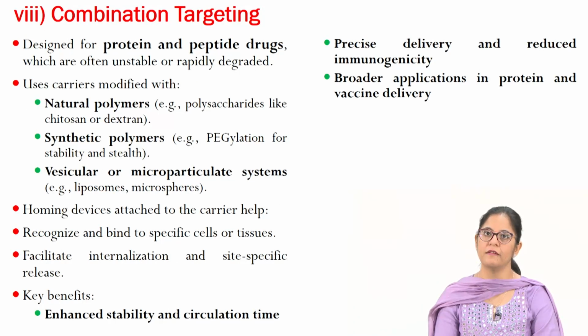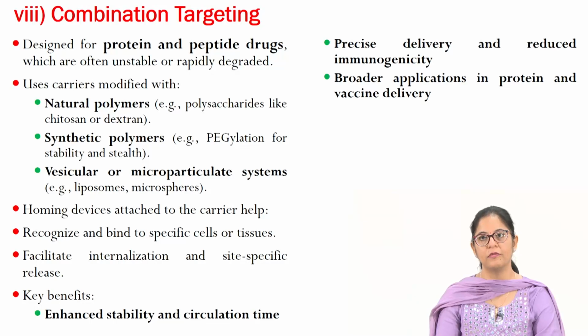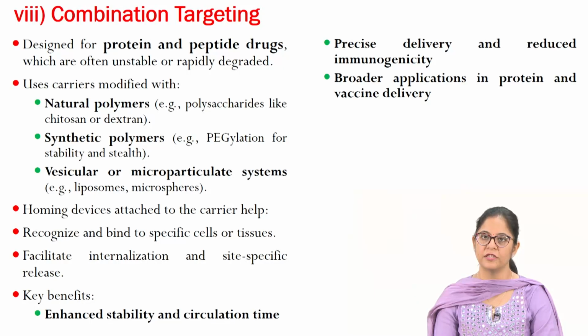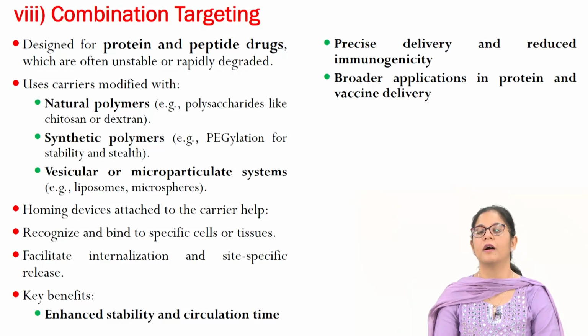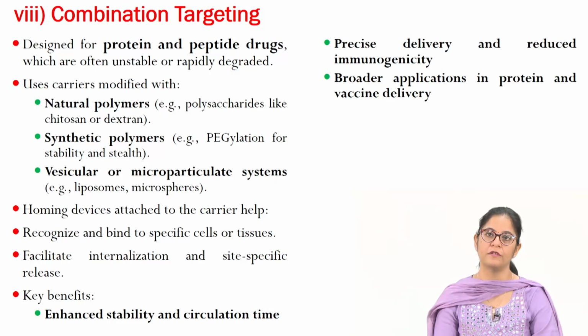Combination targeting is designed for protein and peptide drugs, which are often unstable or rapidly degraded. The carriers are modified with natural polymers, for example polysaccharides like chitosan or dextran, and synthetic polymers which can be used for pegylation for stability and stealth. Stealth means these help in bypassing recognition by the opsonin proteins, that is, they are not opsonized and hence stay in the body for a longer time, that is, they are in circulation for a relatively longer period of time.